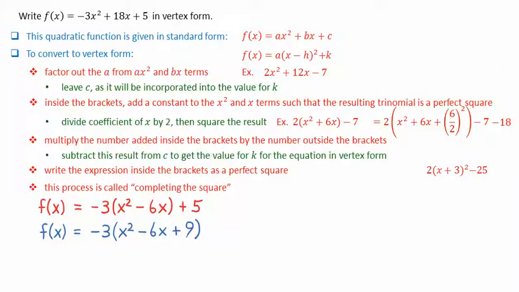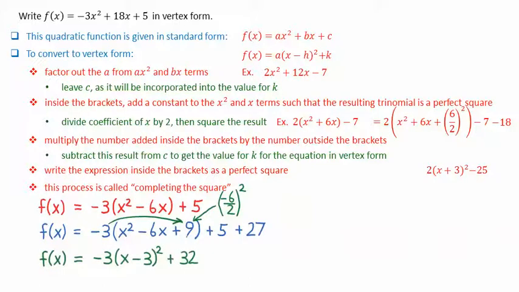In the next step, we have to add 9 inside the brackets. Note that that 9 corresponds to the negative 6, which is the coefficient beside the x, divided by 2, all squared. We still have the plus 5. Now note that that 9 we added inside the brackets is actually being multiplied by the negative 3. This means that instead of actually adding 9, we're really subtracting 27. This means that outside the brackets, we have to add 27.